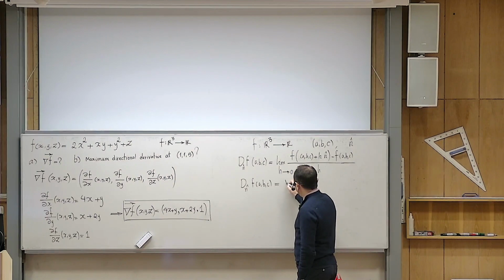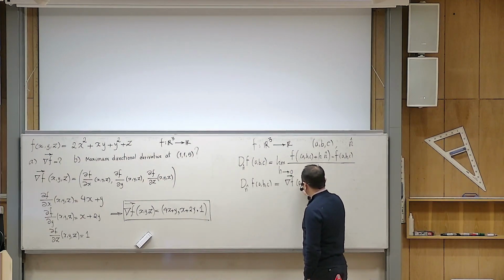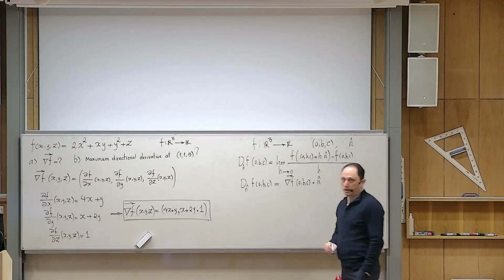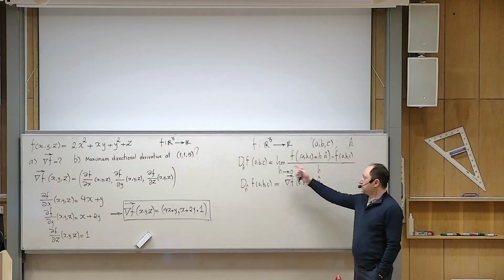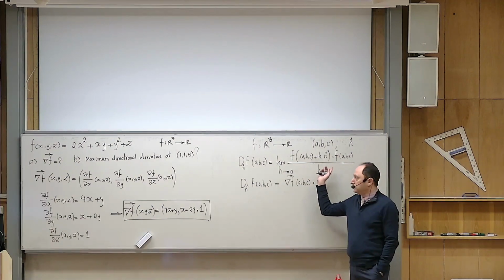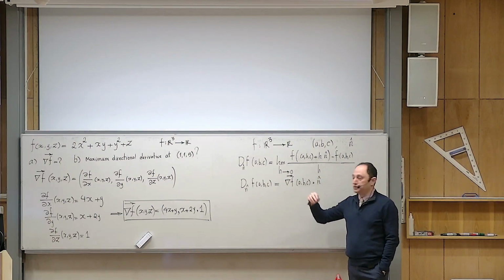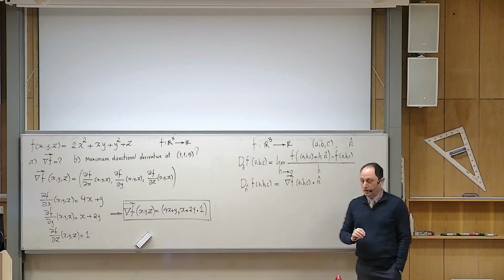to the gradient of that function calculated exactly at the same point, but dot product with the unit vector n. So the definition of the directional derivative is as follows, but you can go and refer to the book to see why this is also the case.